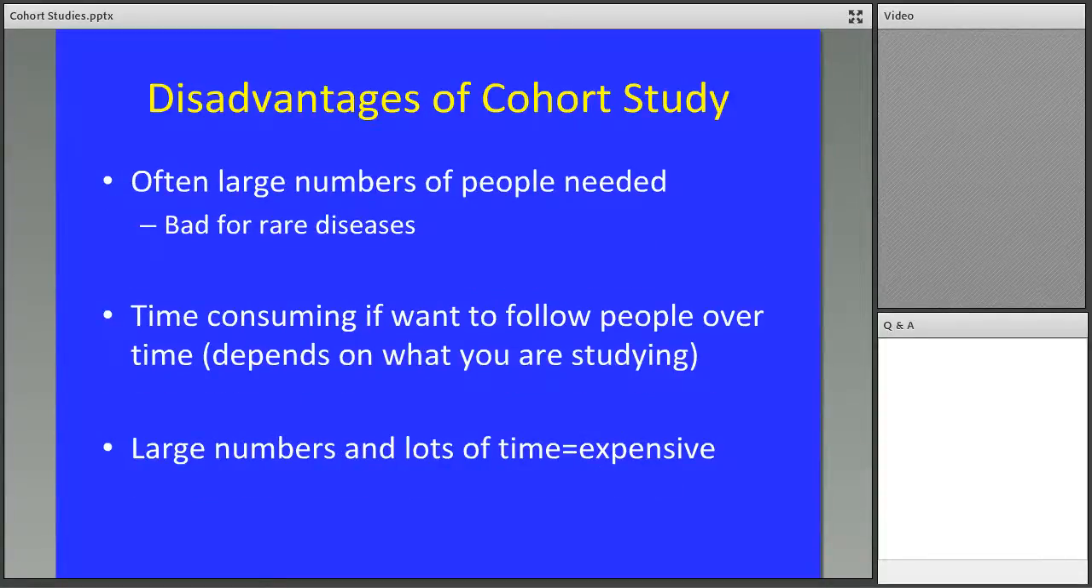So I've talked about all the rah-rah, the great things about a cohort study. There are some disadvantages and some weaknesses. You often need large numbers of people, and that is bad for rare diseases. It is very time-consuming if you want to follow people over a significant amount of time, depending on what you're studying. And that's mostly bad because large numbers and lots of time equal expensive. For those of you who've had NIH funding, you always know that money is tight and they have limits on how long those grants last. And so that sometimes makes long-term prospective outcomes very difficult to measure.